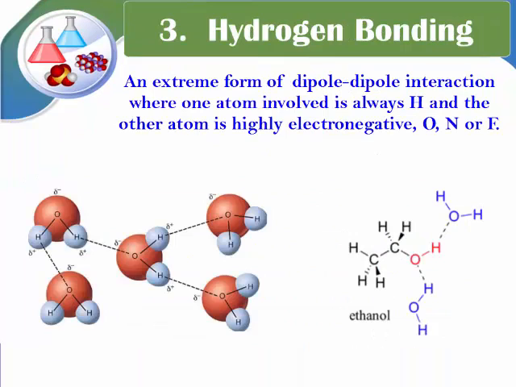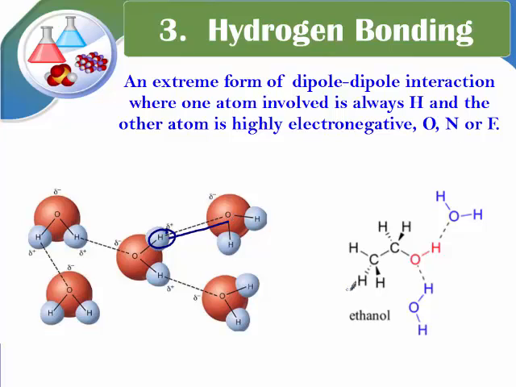Hydrogen bonding is an extreme form of dipole-dipole interaction, where one atom involved is always hydrogen, and the other atom is a highly electronegative nitrogen, oxygen, or fluorine, or NOF on the periodic table. So in our pictures, a hydrogen from one molecule is attracted to an oxygen of another molecule. They're not bonded, they're just attracted. So although the word is hydrogen bonding, we're not making actual bonds. These are still attractions between molecules.